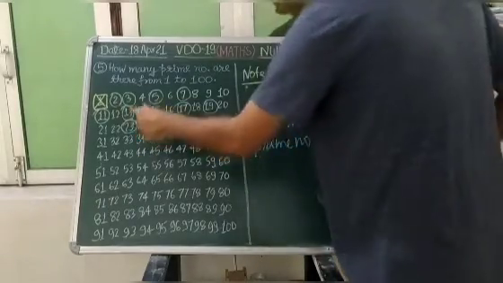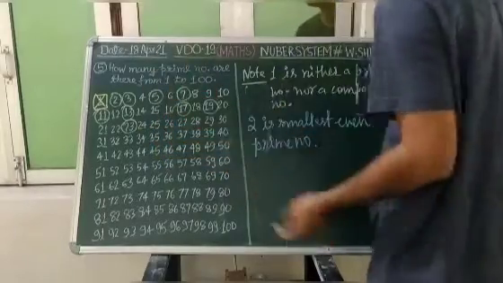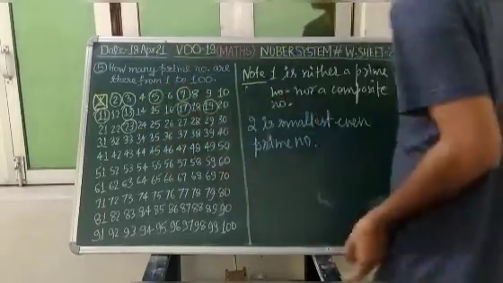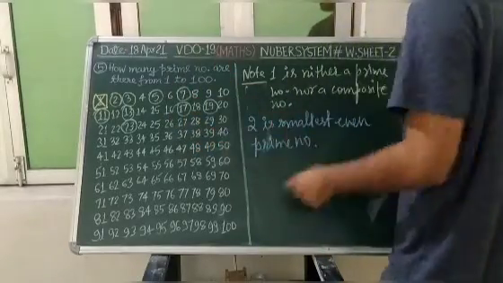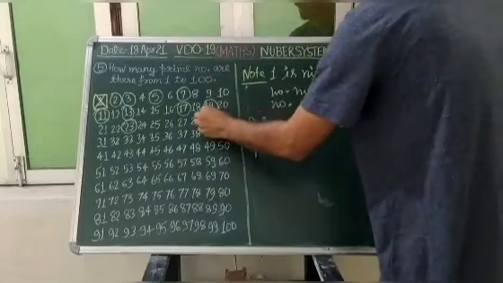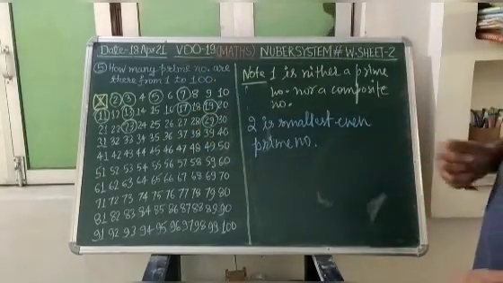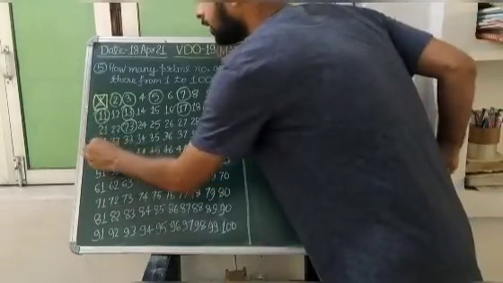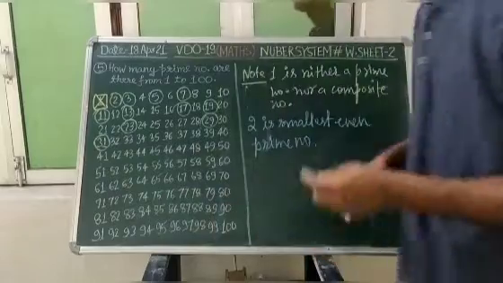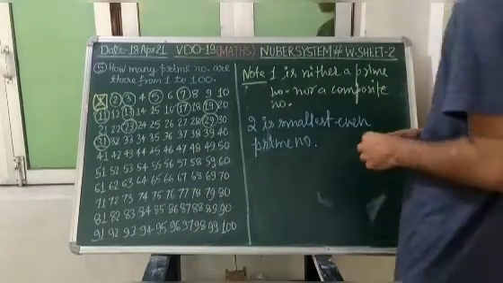24, 2 will divide it, 3 will divide it, so not a prime number. 25, 5 will divide it. 26, 13 can divide it. 27, 3 will divide it. 28, 4 will divide it. 29, when you are selecting, it will go by 1 and itself only. 30, 10 will divide. 31, when you are selecting, 31 will be the prime number. It will be only divisible by 1 and itself.